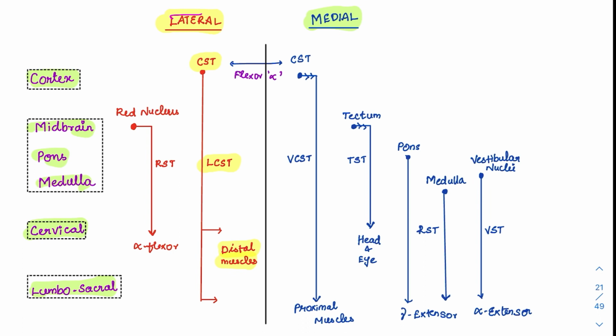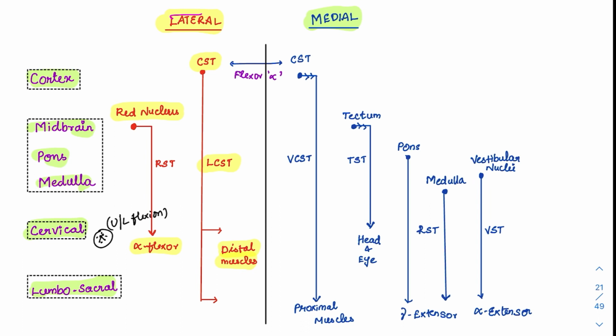Whereas the red nucleus, which gives the rubrospinal tract, is very essential for the alpha flexors. Make sure to note down here, we have stopped it at the cervical level. So this rubrospinal tract predominantly can cause upper limb flexion, because we have stopped it at the upper limb only, that is the cervical region. So only two tracts in lateral tract, lateral corticospinal and rubrospinal. Rest everything is medial tracts.